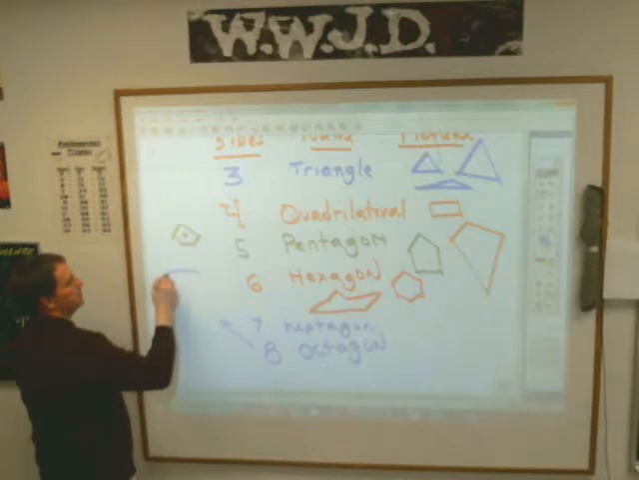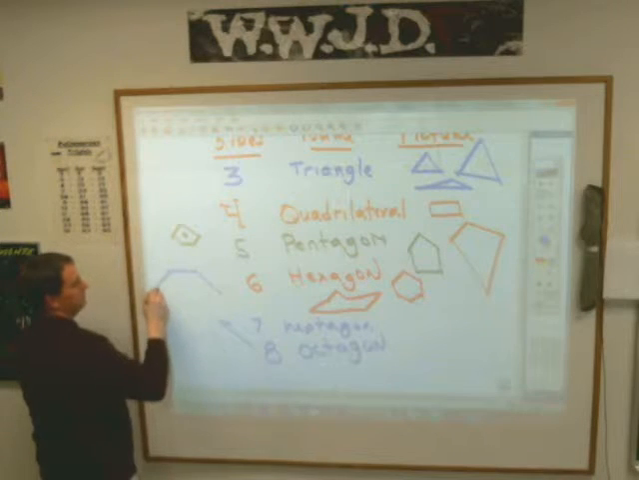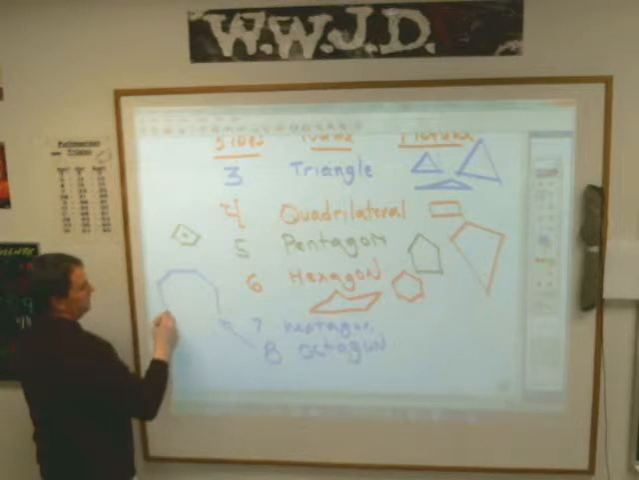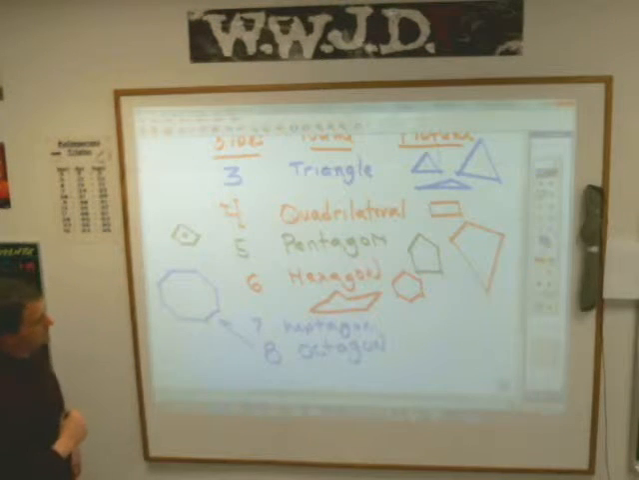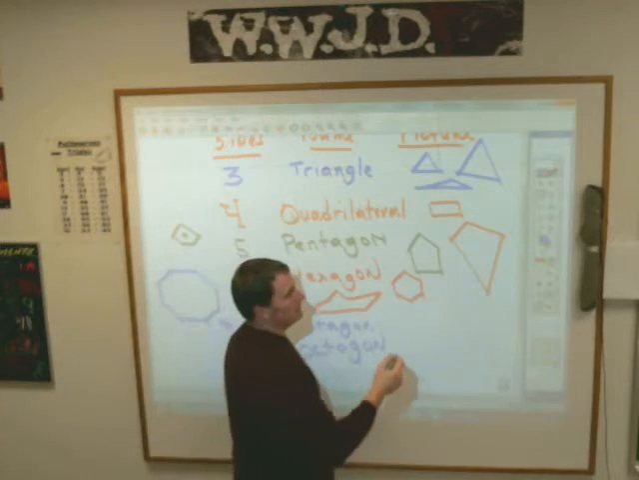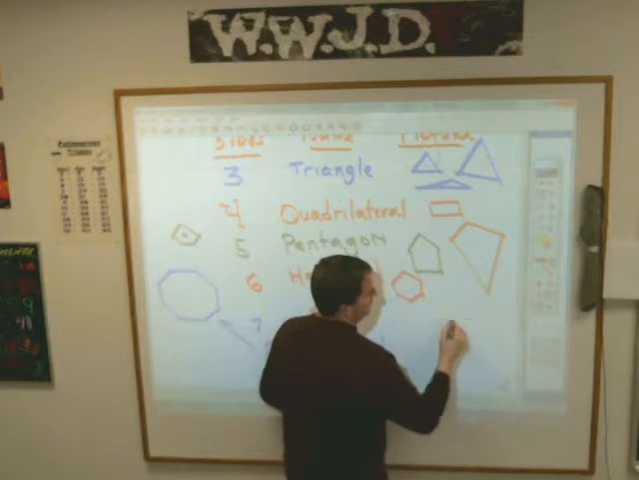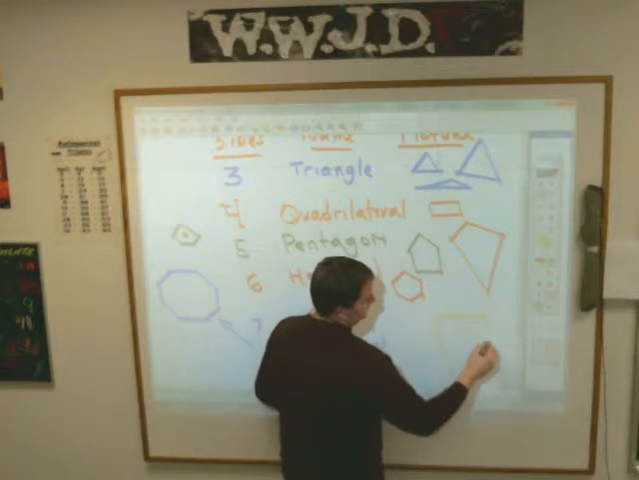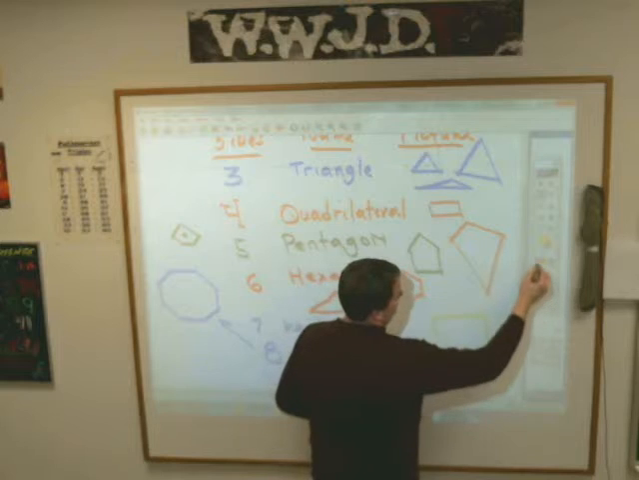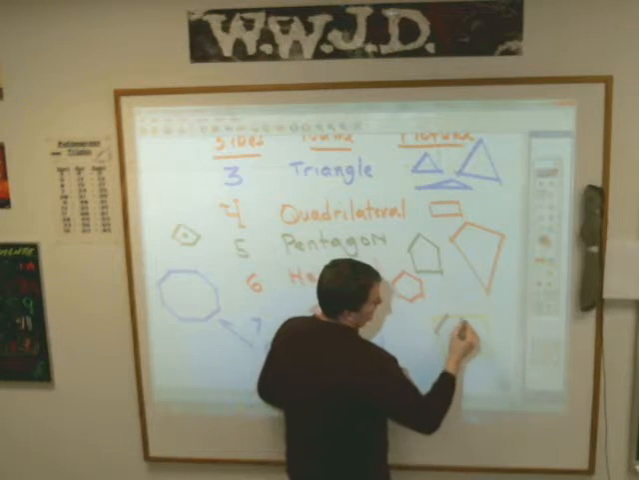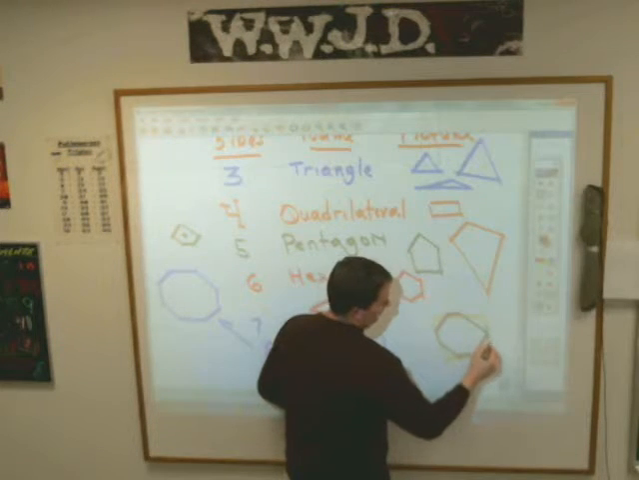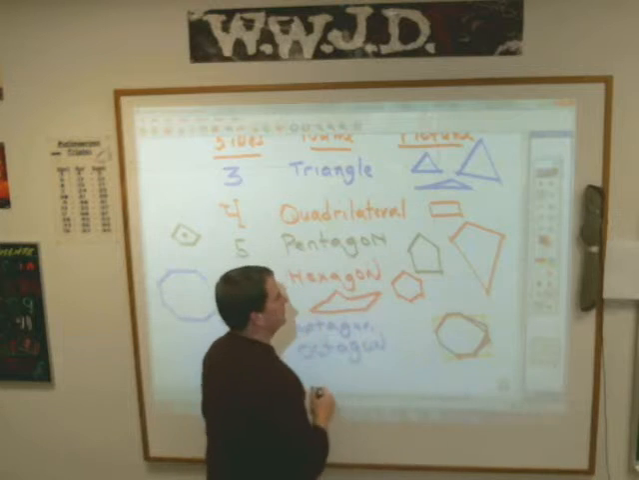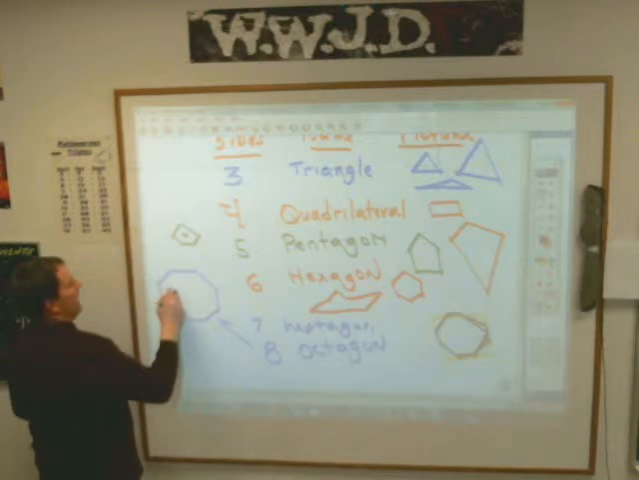You go 1, 2, 3, straight down, angle, angle, straight across. Probably a good way to draw an octagon is if you start off with a square and then cut the corners like this. Cut the corner, cut the corner, cut the corner, cut the corner, draw the sides. Oops, I missed this one, sorry. Stop.